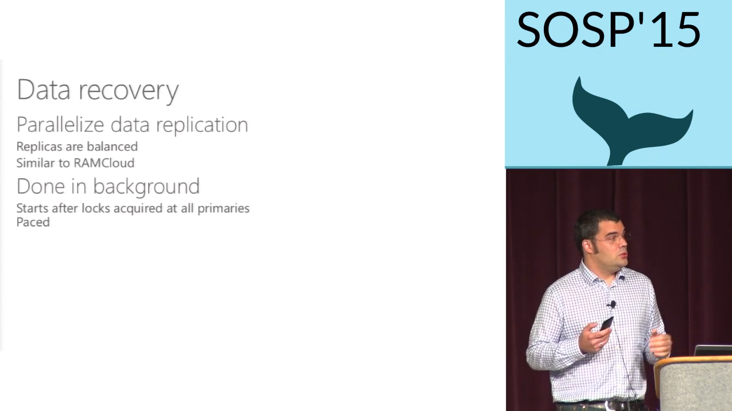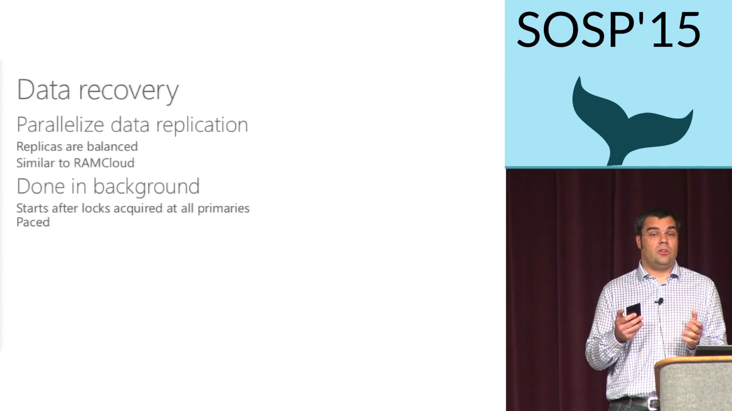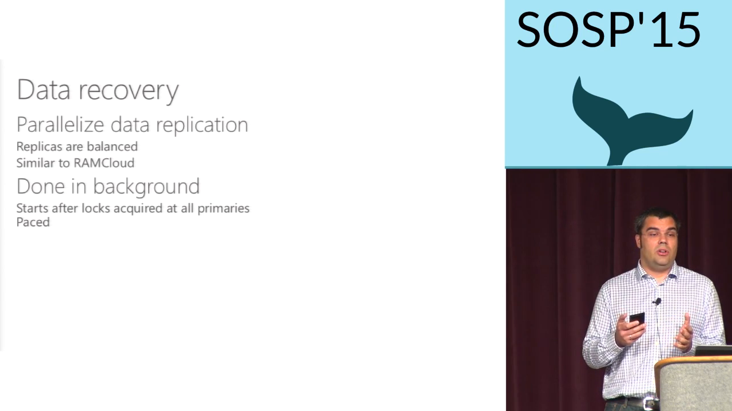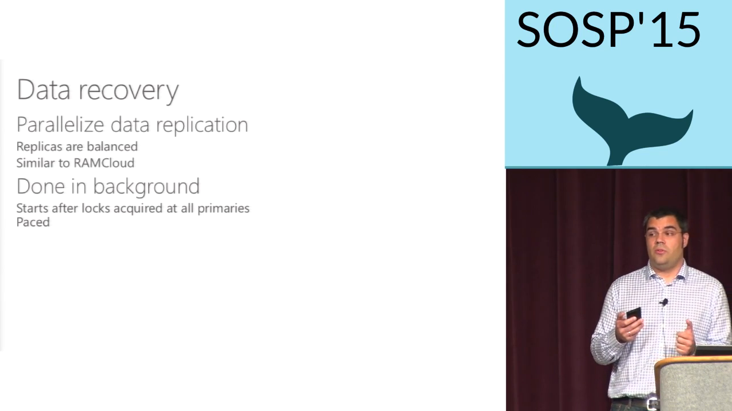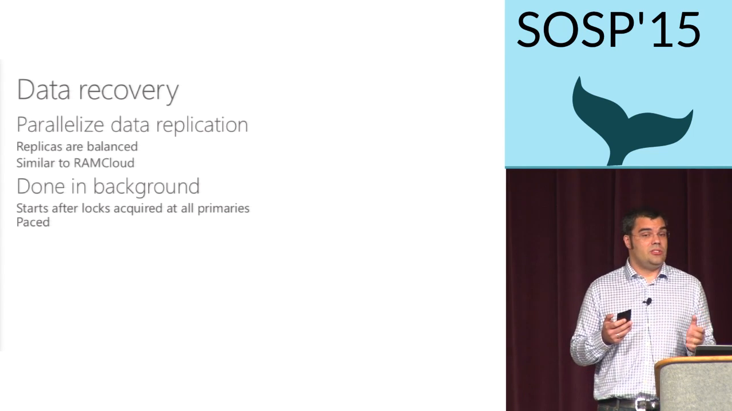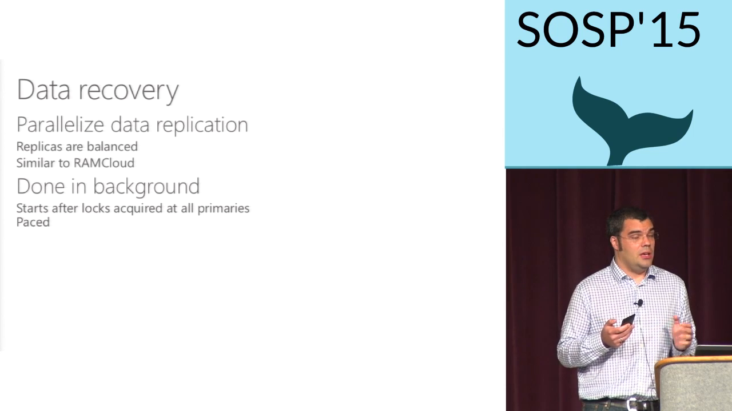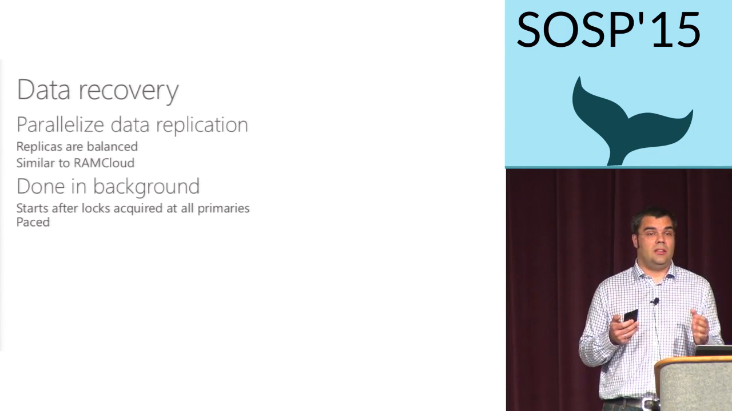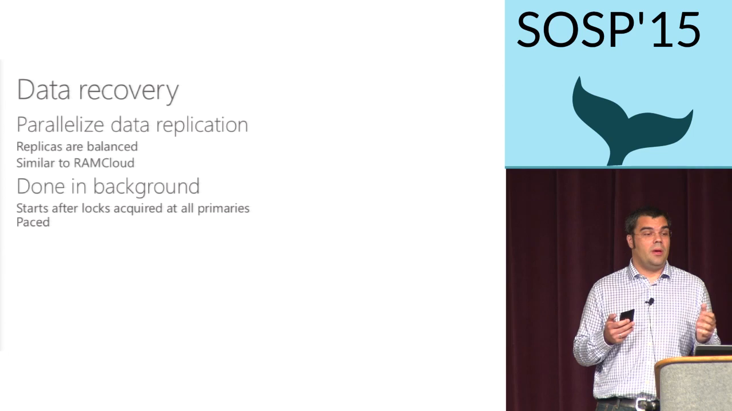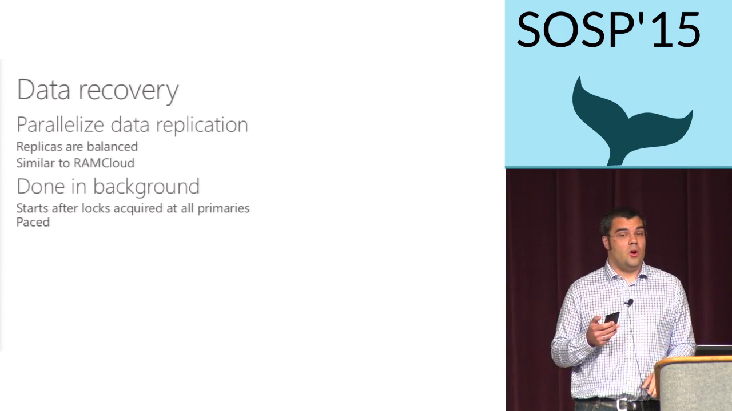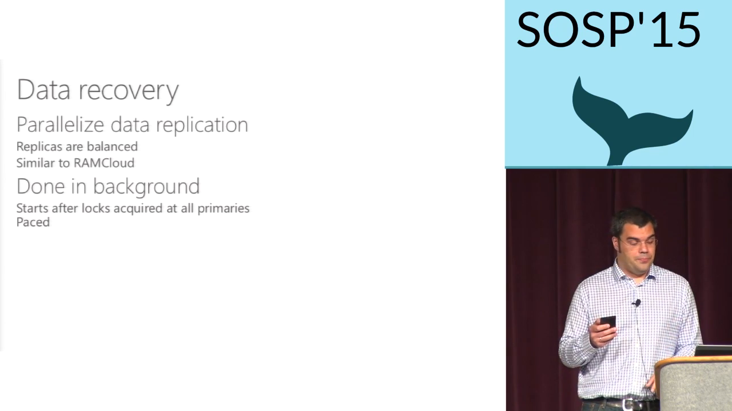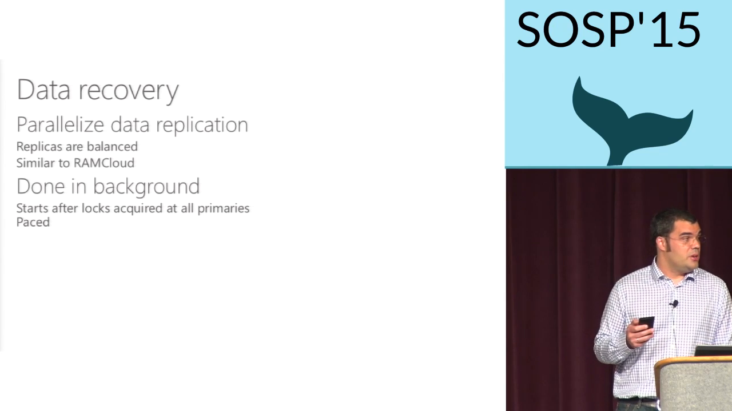The difference to RAMCloud is that we do not need to wait for the data recovery to complete before we allow new transactions. For this reason, we do not have to be very aggressive about data recovery or re-replication. So we can afford to pace the data recovery to impact the foreground operations as little as we can. Okay? So this is how FaRM recovers from failures.